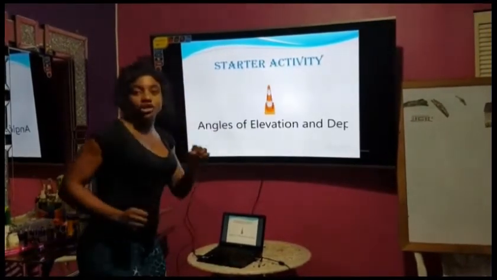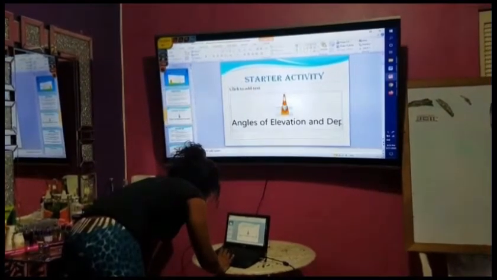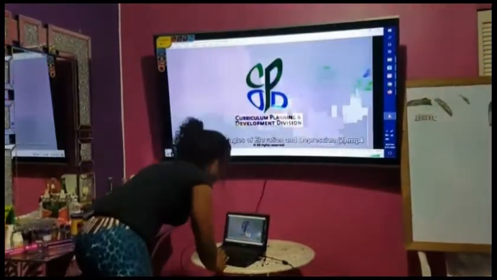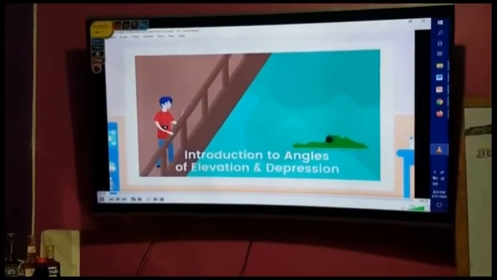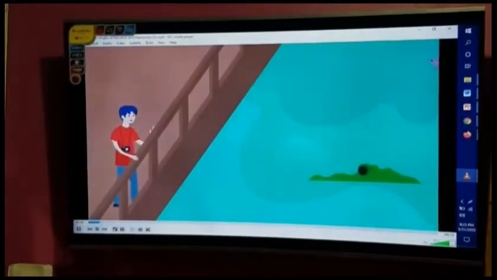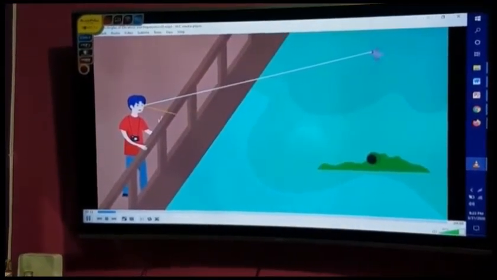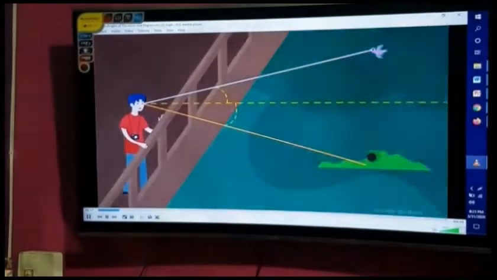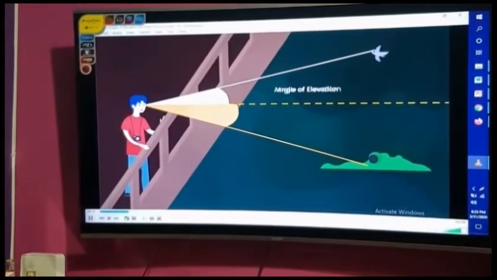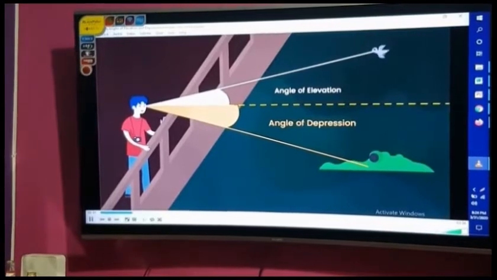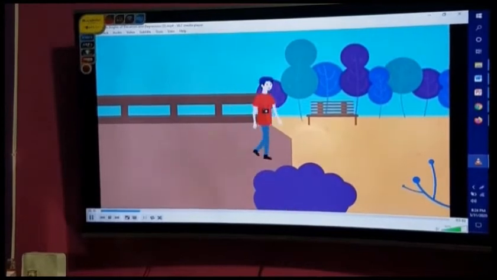So let's move on to our start activity. Introduction to angles of elevation and depression. Every day, we look at different things around us. We look up to see things above us. We look down to see things below us. Angles are formed when we look up or down, and these angles are called angle of elevation and angle of depression. First, let's follow Dylan around the park to see the different angles of elevation and depression.